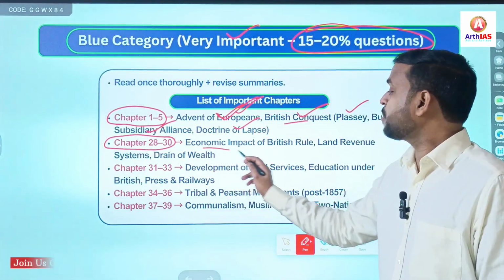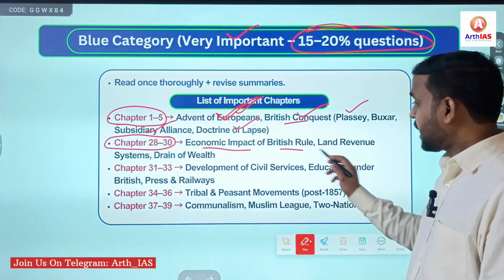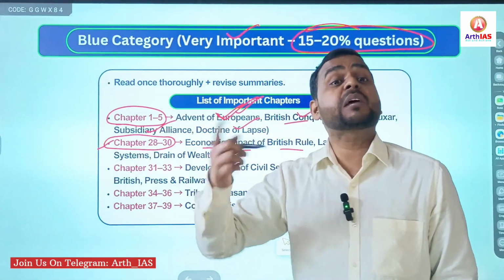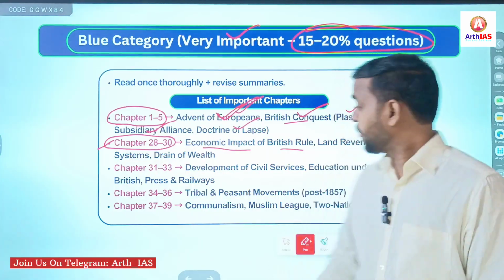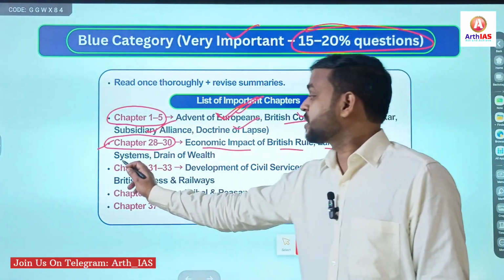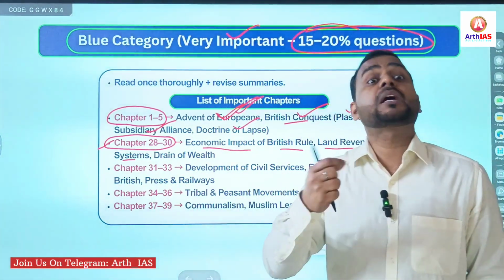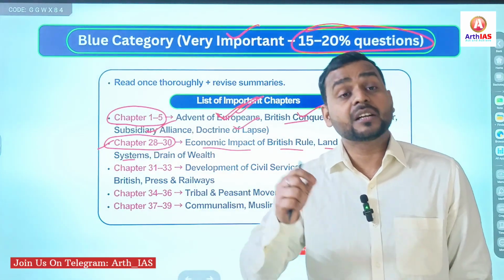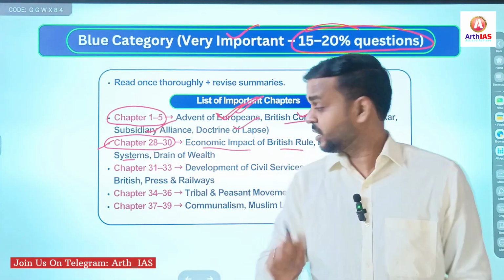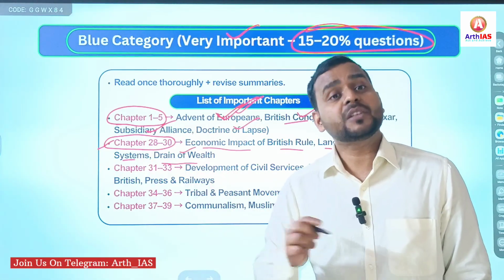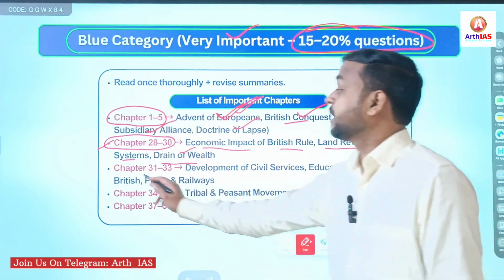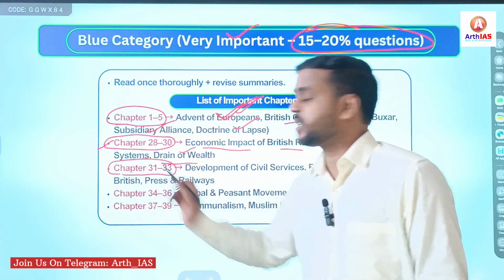Here, the economic impacts of British rule, and this topic also overlaps with your economy-related topics, right? Again, land revenue systems, for example, the Mahalwari system, right? Ryotwari system, and the drain of wealth theory, obviously given by Dadabhai Naoroji, right? Next, chapter 31 to 33.